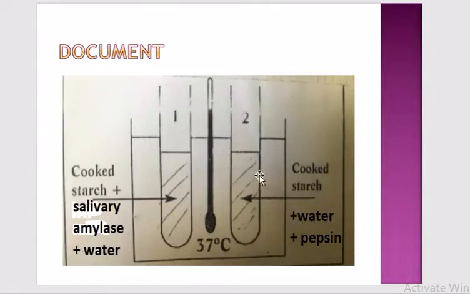Both the tubes are placed in a water bath of temperature 37 degrees. إذا بدي أشوف أنا الإنزيم. The enzyme in tube 1 is salivary amylase. The enzyme in tube 2 is pepsin. So what is the variable factor in this case? The variable factor is enzyme.